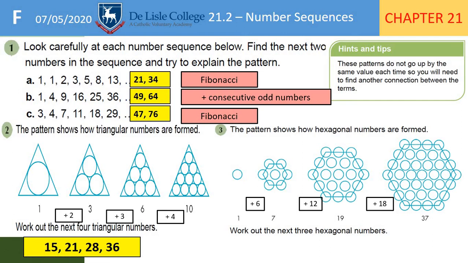So the next number we add to 37 will be 24, which is 61. Then we add 30 and get 91. Then we add 36 and get 127. If you feel it will help you, you could pause the video now if you wanted to draw those diagrams and maybe get the sequences and really process what's happening there.